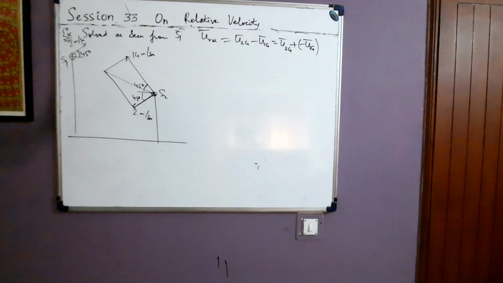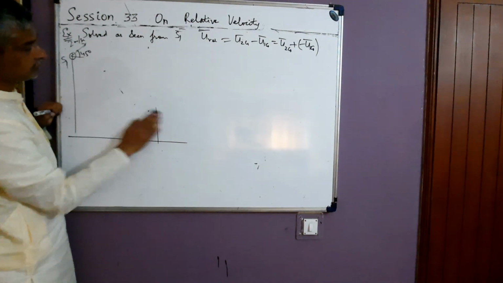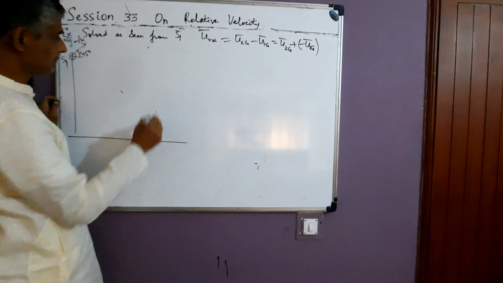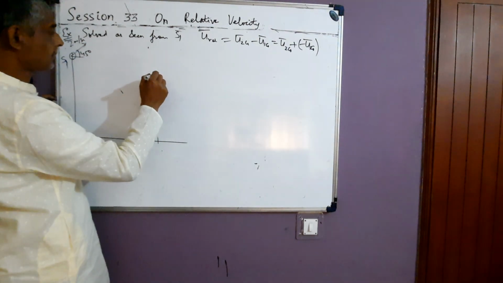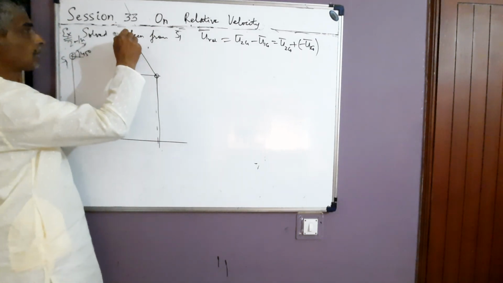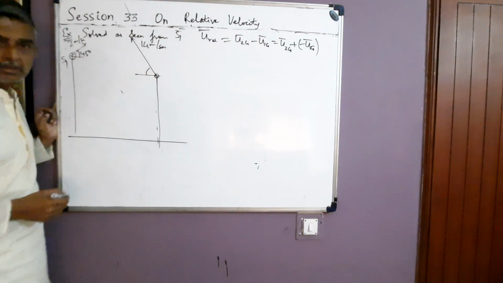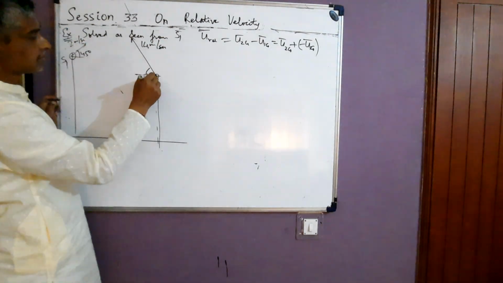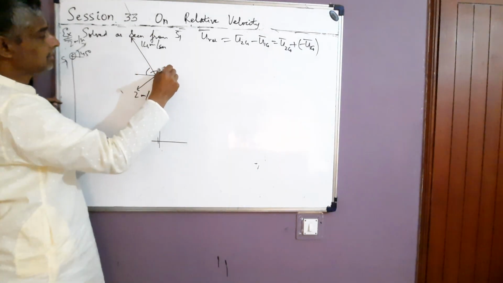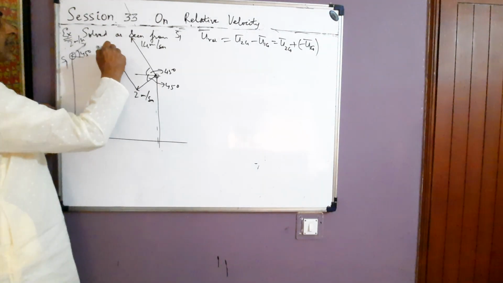I'll just redraw it again, slightly. The diagram is not proper. Like this, okay? This is 45 degree as mentioned just now. This reverse this, 2 meter per second. This is also 45 degree. This is also 45 degree. Okay. Combine these two.